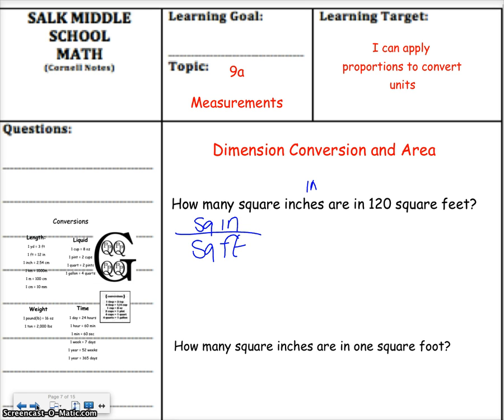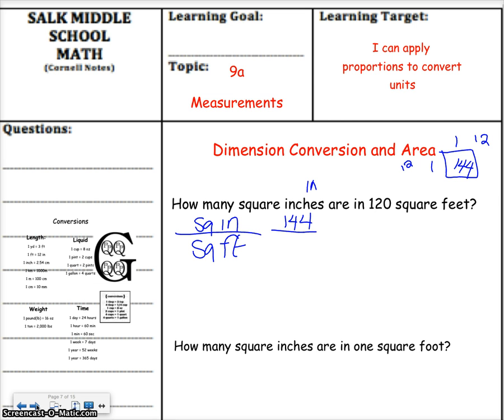Because it's not 1 is to 12. It's not 1 foot is to 12 inches. It's square. So if you think about a square foot, it's 1 foot by 1 foot. Do you agree with that? And then how many inches are in 1 foot? 12. So this is really 12 inches by 12 inches. So 1 square foot is how many square inches? 144. 12 times 12.